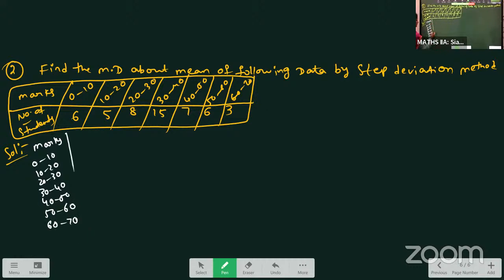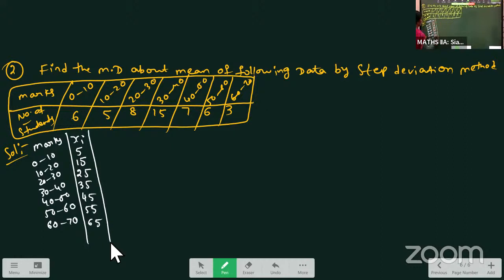This is about marks. After marks, immediately find out xi. Xi is nothing but the mid value of the class interval. Between 0 to 10, what is the mid value? 5. Then add 10, 10, 10 because the class length is 10. Go on, add 10, 10. You need not go for 10 to 20 mid value like that. Add 10, 15. Next, add 10, 25. Next, 35, 45, 55, and 65. These are the xi values.